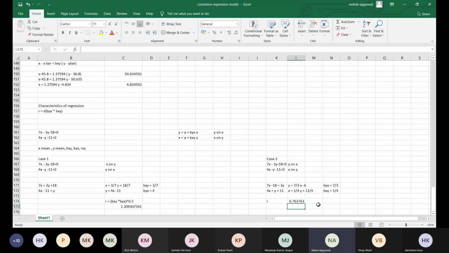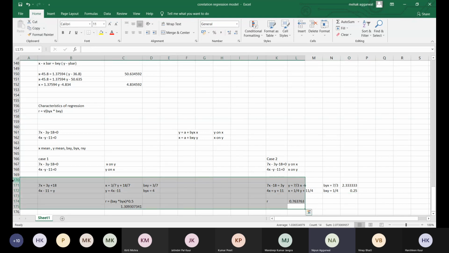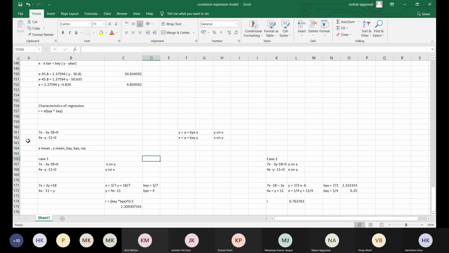We have to find the value of bxy, byx and rxy. The value of bxy comes out to be 1 by 4, which is 0.25. Another value, byx, comes out to be 2.33. The r value is 0.763. Now we want to find the value of x mean and y mean. So simply solve these two equations.